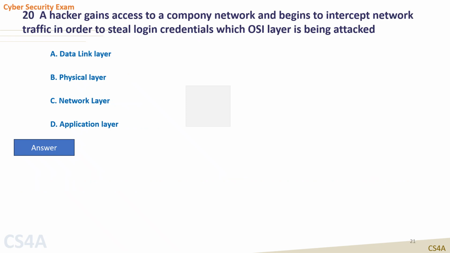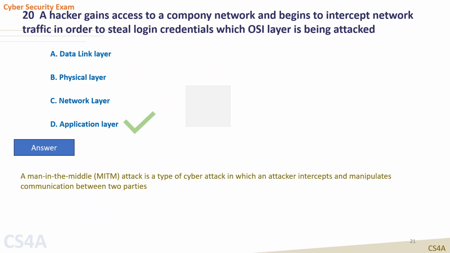So here the question is, a hacker gains access to a company network and begins to intercept network traffic in order to steal login credentials. Which OSI layer is being attacked? Since it is stealing login credentials, it might be the higher layer of the OSI model. So the answer is D, application layer.